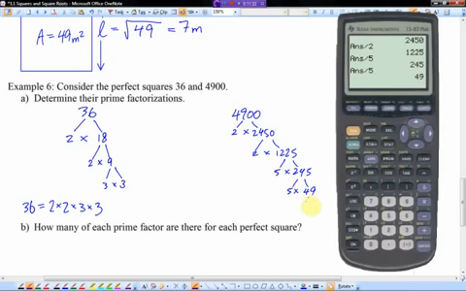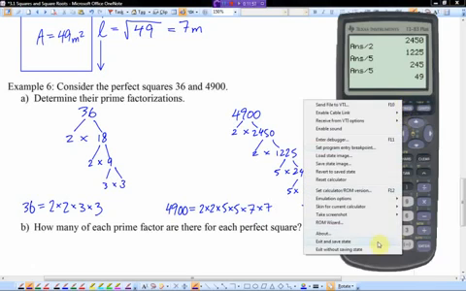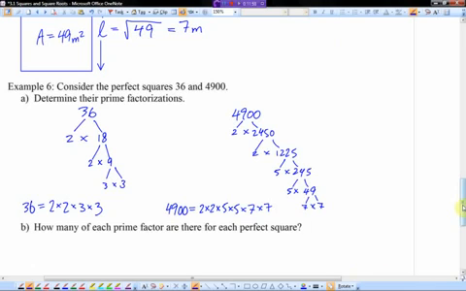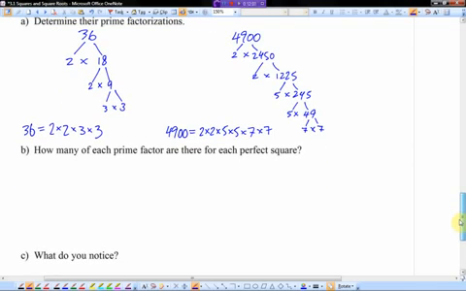And from here I can figure the rest out on my own. 49 is 7 times 7. Now I have all prime factors. So 4,900 is equal to 2 times 2 times 5 times 5 times 7 times 7. So, put the calculator out of the way for now, and let's take a look at drawing some conclusions.